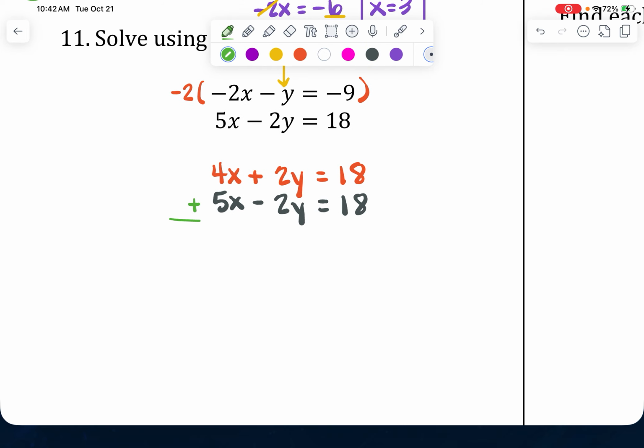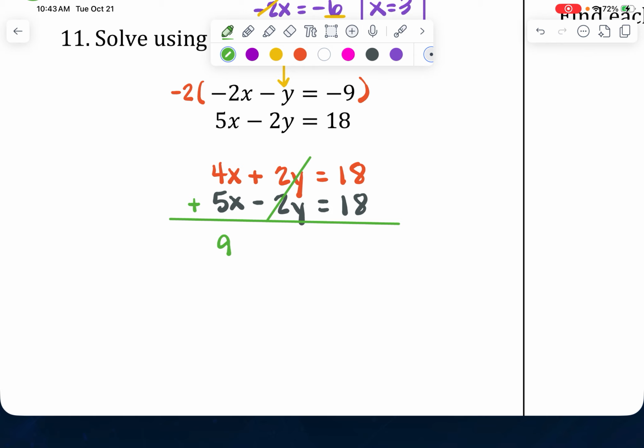So now I can add vertically. So my y's cancel, and we are left with, let's just go with gray. No, I'll go with green. Sorry, so 9x equals 36. Make sure you add your constants. And when I divide by 9, we get x equals 4.